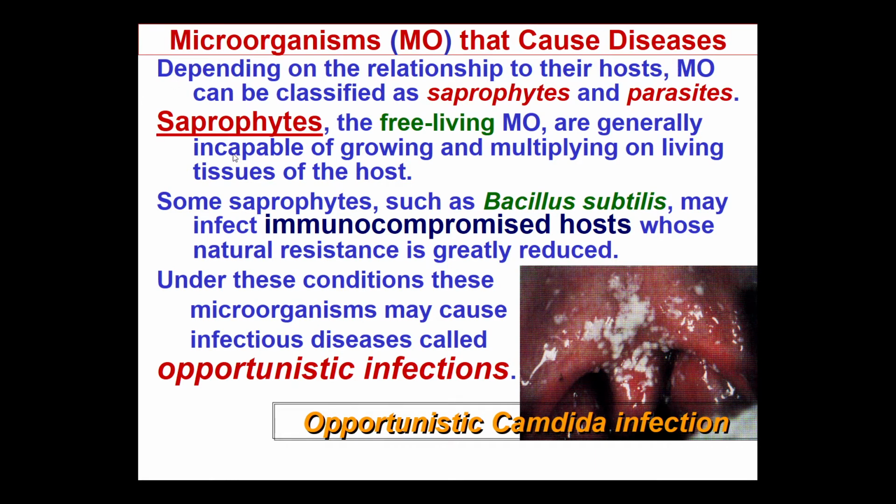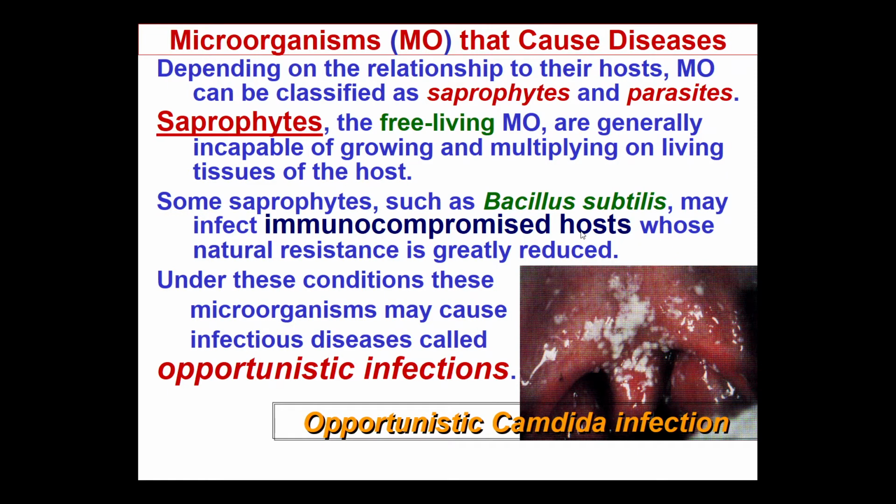Saprophytes are generally incapable of growing and multiplying in living tissues of the host. Usually, as free-living organisms, they live on objects of the environment without surviving in human tissues or on the surface of human tissues. Some saprophytic organisms, such as Bacillus subtilis, a gram-positive spore-forming microbe, may infect so-called immunocompromised hosts. Immunocompromise is a deep lowering of the immune responses in the body of the patient.